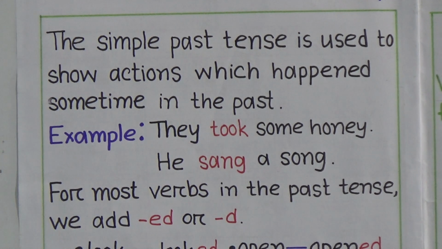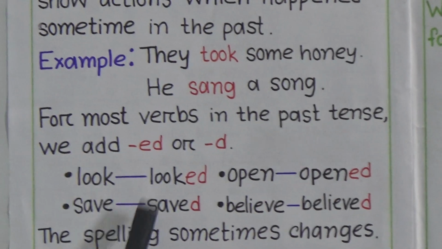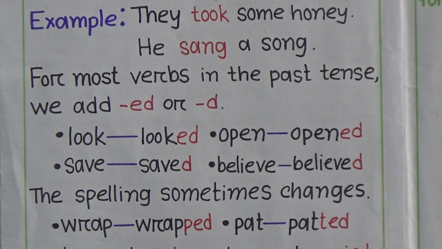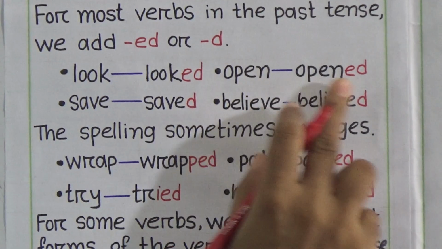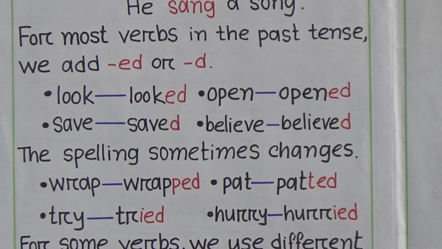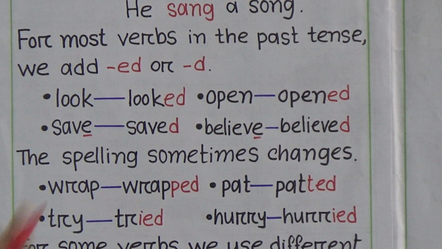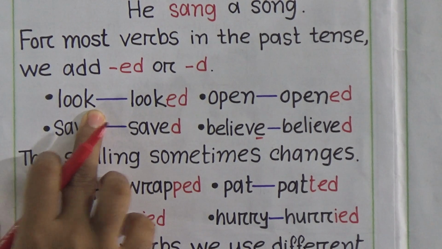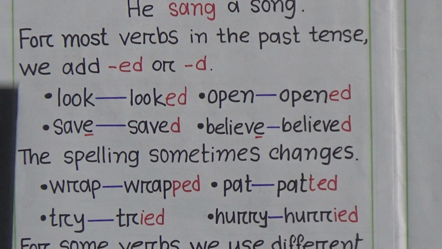Now we'll learn some rules of simple past tense. For most verbs in the past tense, we add ed or d. For example, look, looked, open, opened, save, saved, believe, believed. Students, look here. In the word look, we added ed, and same for open we added ed. And here, for save we added d, and for believe we also added d. You can ask me why we didn't add ed here. Look here, the words end with e, so no need to add an extra e, simply add d. And here there is no e at the end of these words, so we add ed. So our rule is, for most verbs in the past tense, we add ed or d.